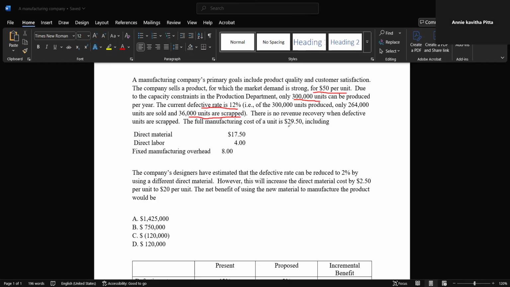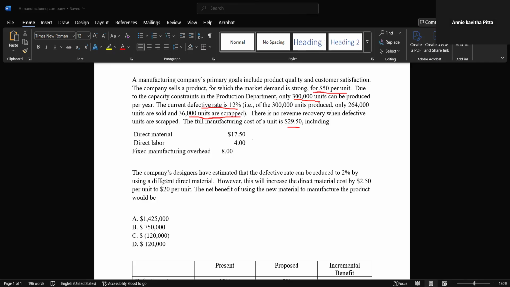The full manufacturing cost is 29.50, but this 29.50 includes direct material 17.5, direct labor 4, and fixed manufacturing overhead 8. All of them put together, it is 29.5.